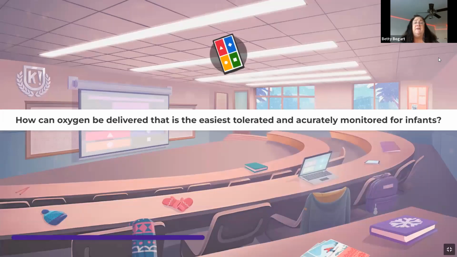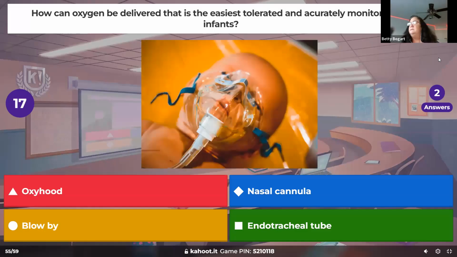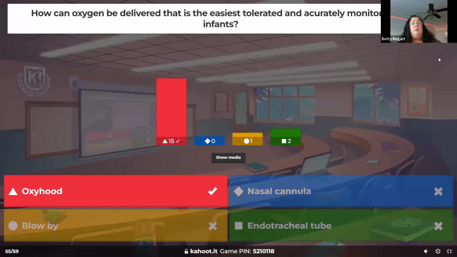How can oxygen be delivered that's easiest tolerated and accurately monitored for infants? So on infants, we're going to use an oxy hood. Well, let me turn this around and say, how can we do it easily tolerated and accurately monitored for a toddler? Well, they're not going to tolerate an oxy hood, are they? That child would get a little nasal cannula, and that would be tolerated. No mask, nothing covering their face. They don't like that.